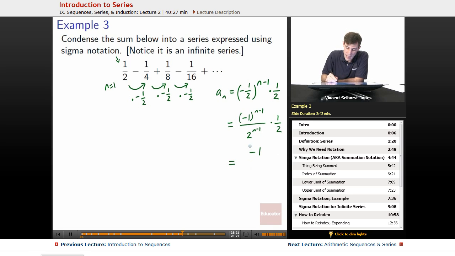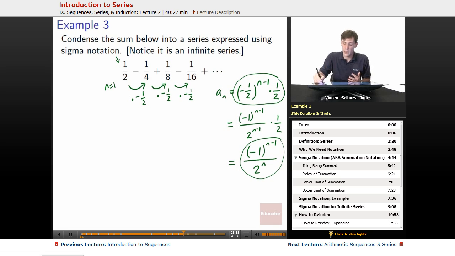And we could also write this as negative 1 to the n minus 1 over 2 to the n. Right? Both of these, just fine ways to write it. We'll wind up getting the same thing, whether we write it using this general term or we wind up writing it with this general term, we'll wind up getting the same series.